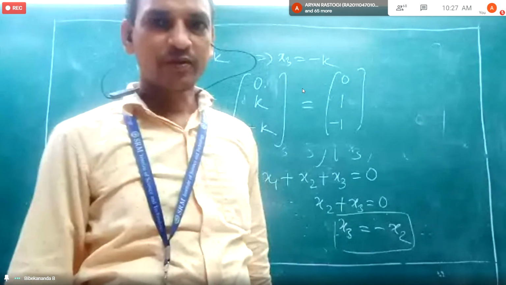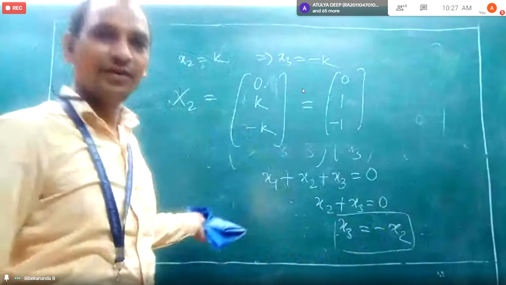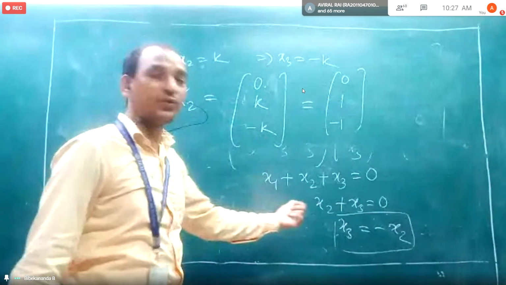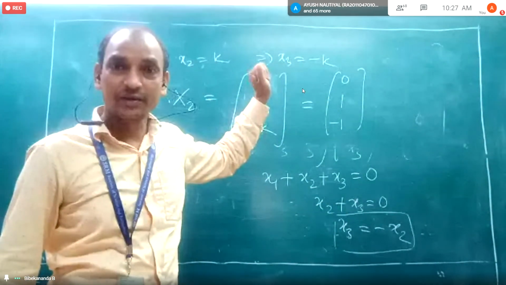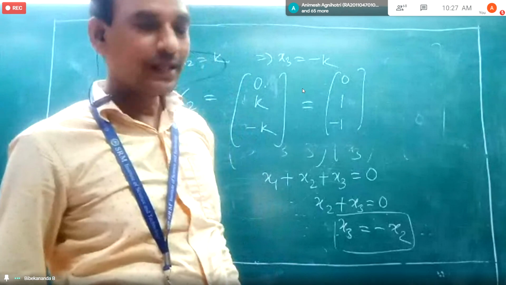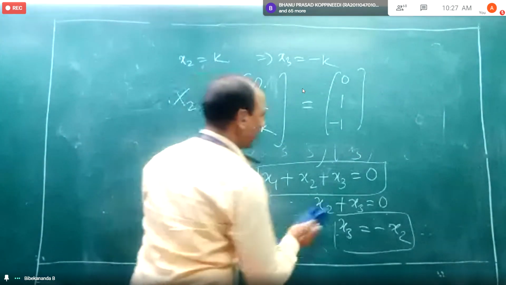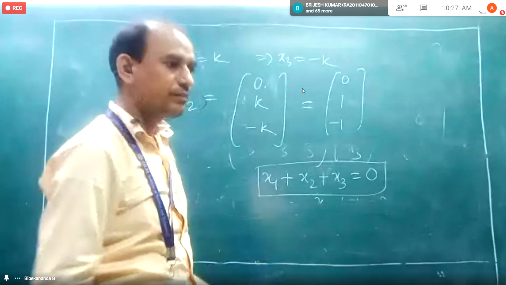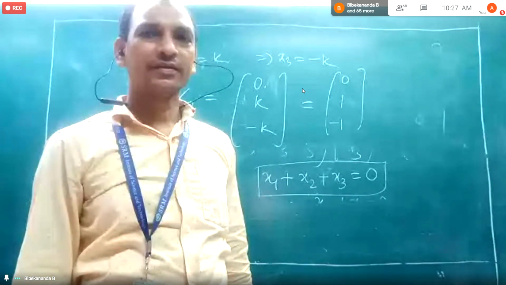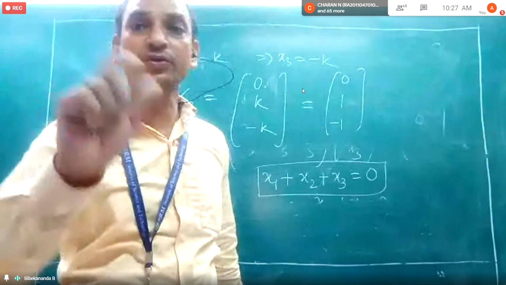Sir, x3 can also be a free variable. Yes, x3 can also be 0. Let us check now, it will be clear. For the first lambda equal to 1, how can we find the free variable? How many equations are there? One equation. How many variables are there? Three variables. So for one equation, we can find the solution for only one variable.